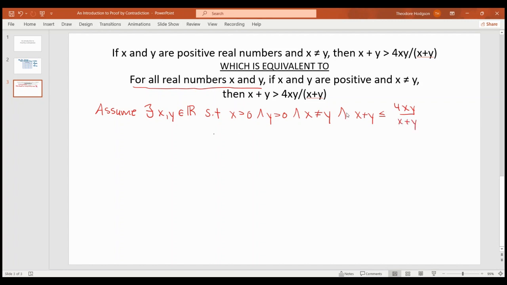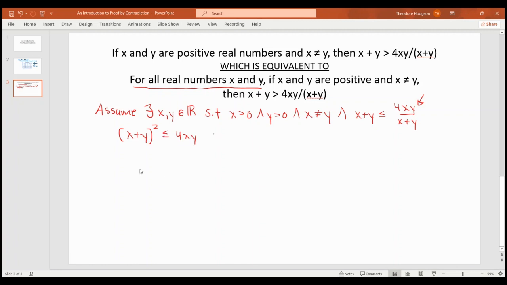Now, all these things are true. We're going to play with some of these to try to reach a logical contradiction, which again is a contradiction of some known fact. I think the most logical thing to do is to play with the last piece. Because x and y are positive, we can multiply both sides by x plus y. So from this, we know that x plus y squared is less than or equal to 4xy.